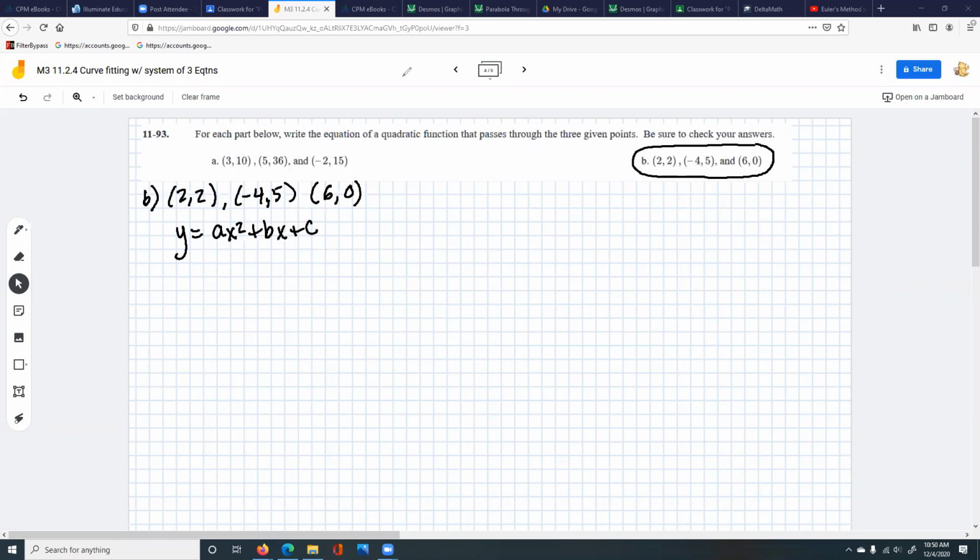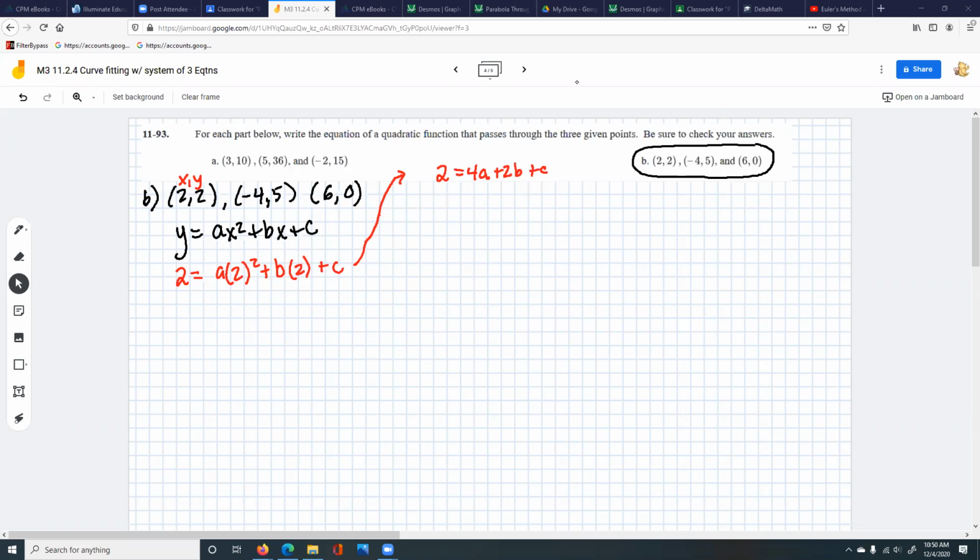So let's start with the first one. That's x, y. We're going to plug in 2 equals a times 2 squared plus b times 2 plus c. Okay, that's our first equation. Let's clean it up. Put it up here. This 2 equals 4a plus 2b plus c.